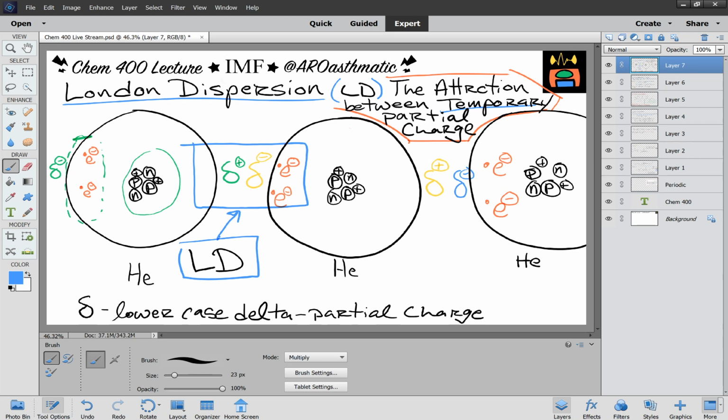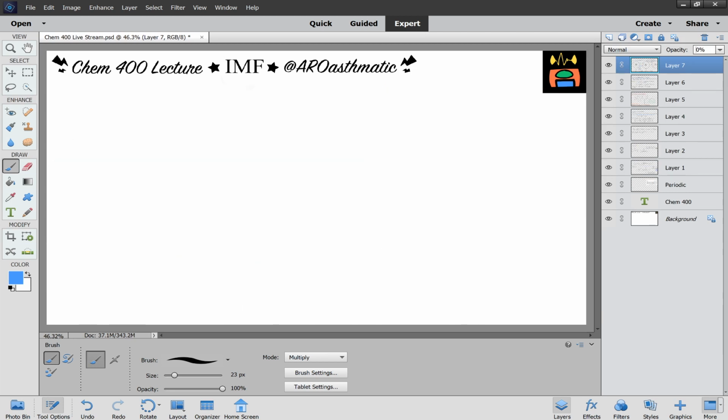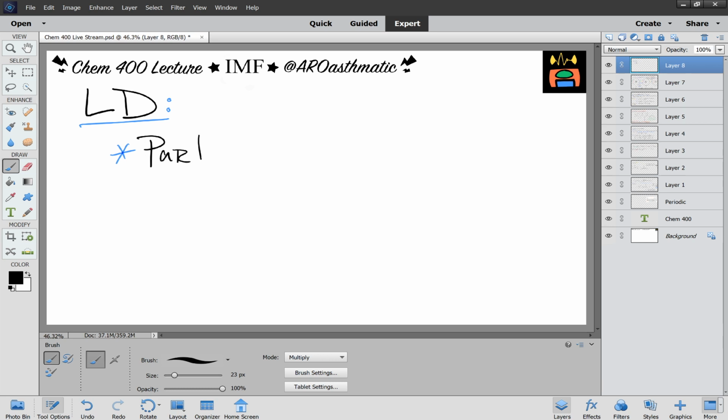So here's the take home for London dispersion. London dispersion. Kind of our take home bullets. First, the partial charges are temporary.